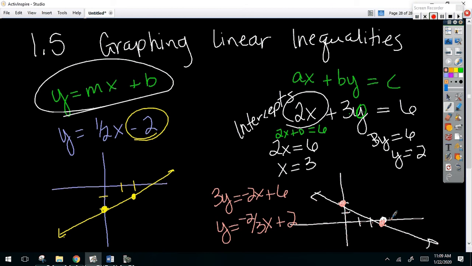Right now it's just graphing lines. We're going to graph inequalities, which is basically graphing lines with shading. That's all it is.